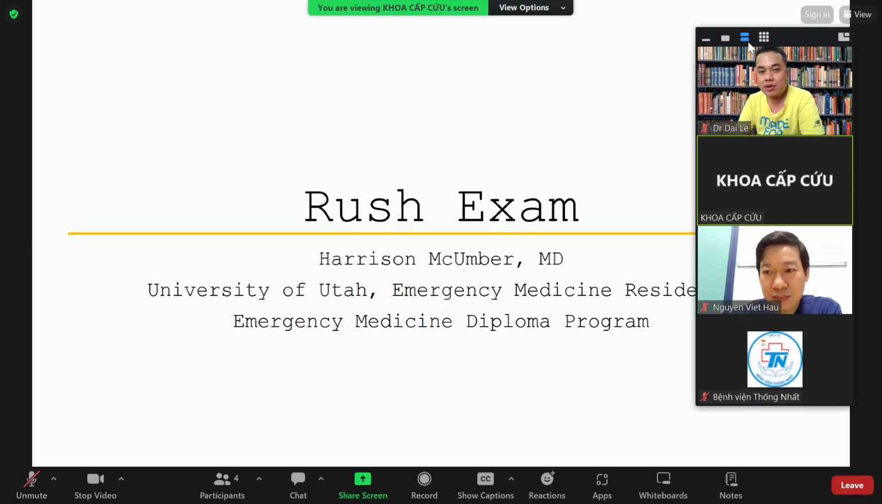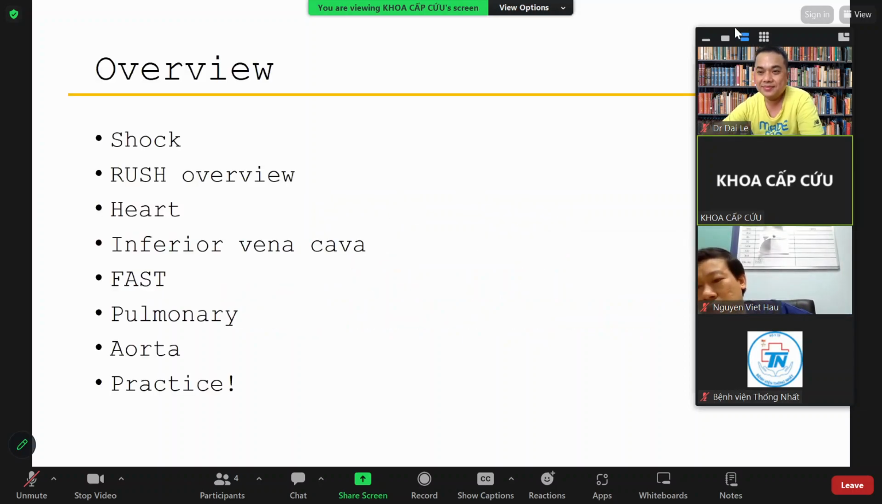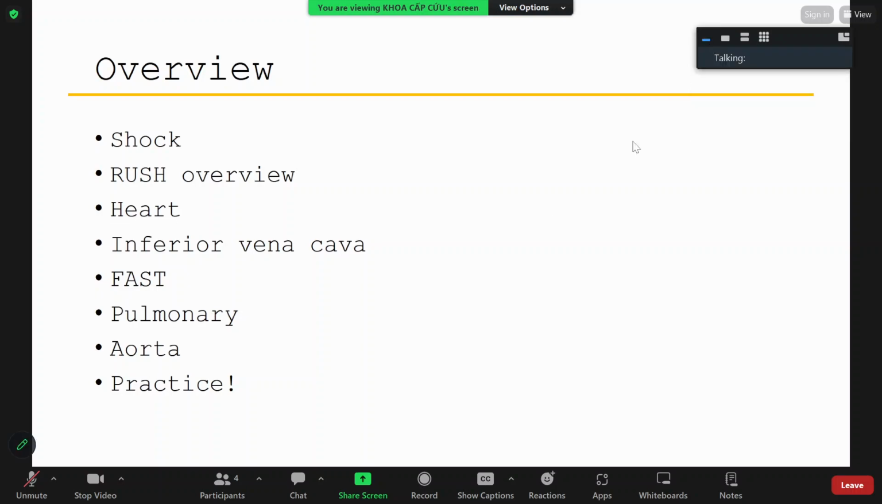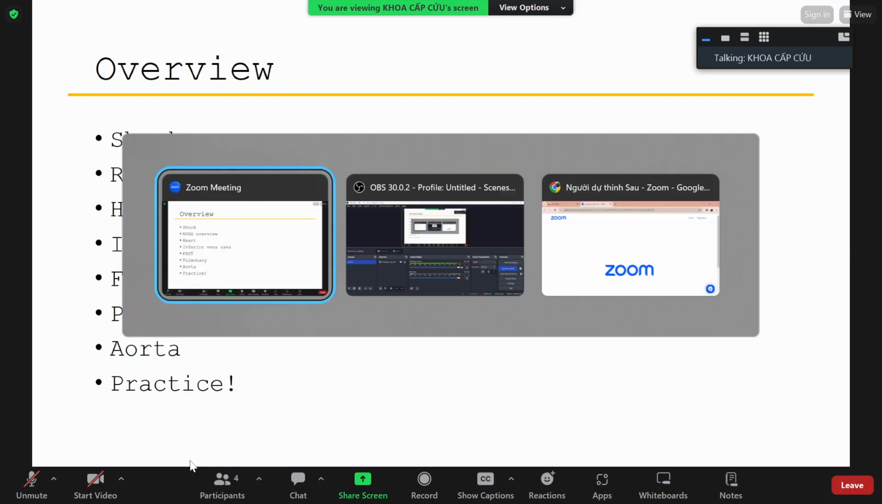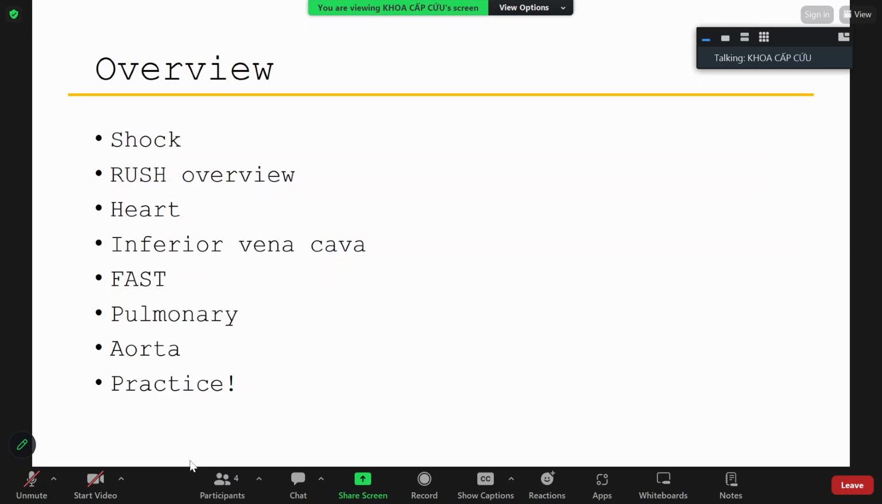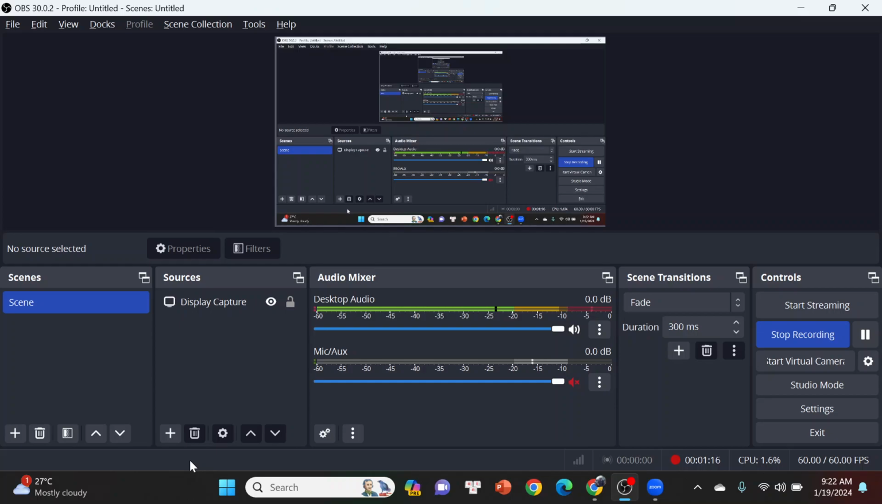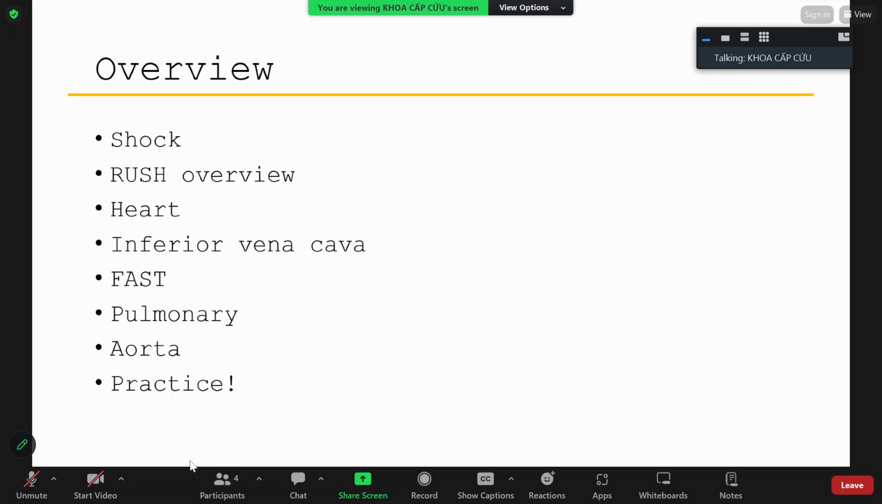So this is going to be a pretty brief overview of the RUSH exam. And then hopefully maybe we'll get some hands-on teaching to practice ultrasound and practice some of the components of the RUSH exam today. But this is the overview of the talk. It'll cover some of the basics, which you all probably already know, just the components of shock, what the RUSH exam includes, and then going into more detail about each of those aspects. So the heart, the inferior vena cava, the FAST exam, the pulmonary exam, the aortic exam, and then hopefully a little bit of time to practice on each other using ultrasound hands-on, which at the end of the day is really the best way to learn this exam.